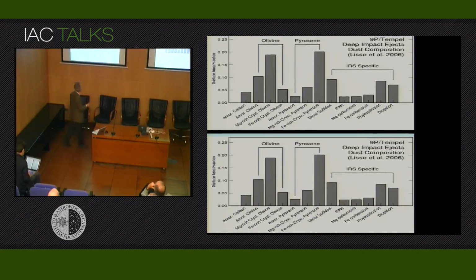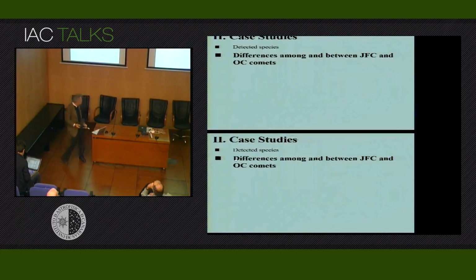Okay, so now let me discuss briefly for you differences among and between Jupiter family comets and Oort cloud comets. Remember, these come from two reservoirs. These are the Trans-Neptunians, and this is the Oort cloud, the new comets.